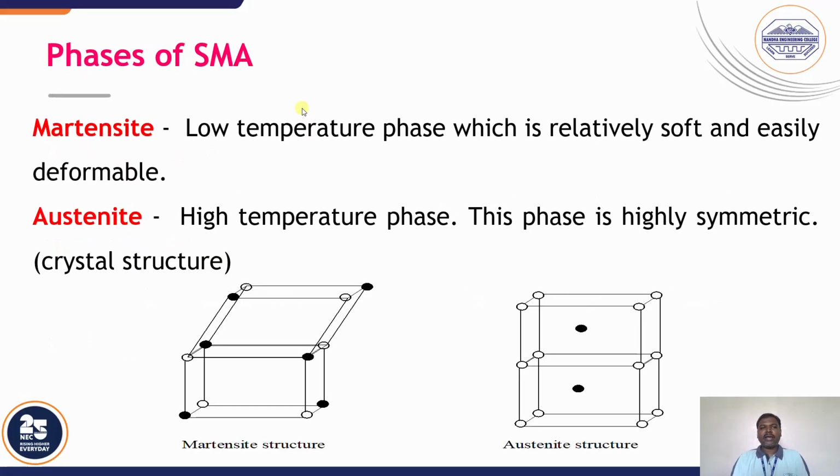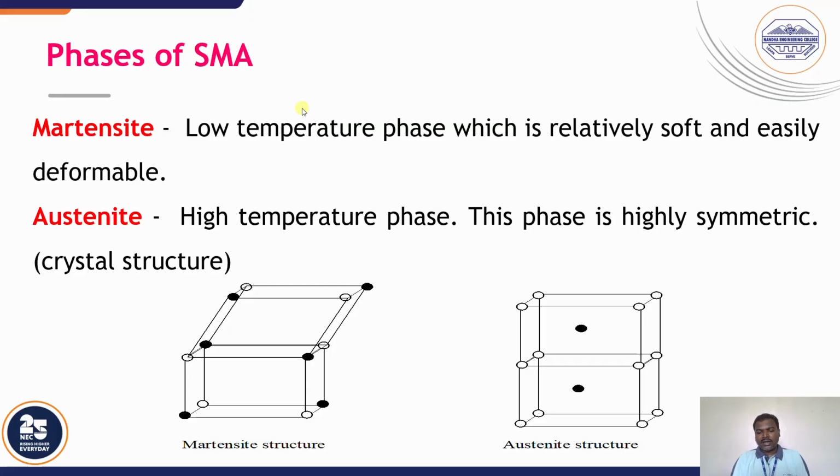So for the phases of SMA, we have two types of phases. One is martensite, and the other is austenite structure. So what is meant by martensite structure? It is the low temperature phase, which is relatively soft and easily deformable. That is a martensite structure. And austenite structure is the high temperature phase, a highly symmetric crystal structure. So austenite structure has a proper crystalline structure. Compared to austenite, martensite has a deformed state, so it has an improper arrangement of atoms. So that is a martensite structure.